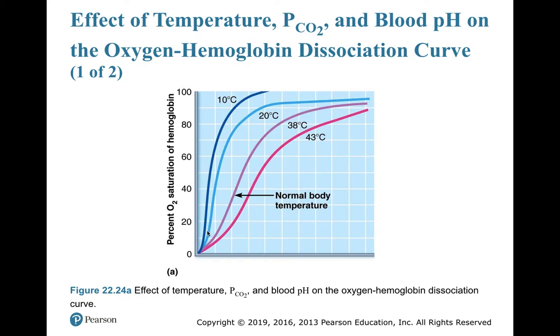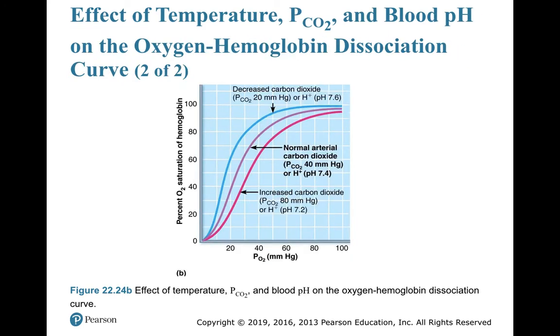And here is what's described as an S-shaped curve. So here is a look at the binding of oxygen at normal body temperature, about 38 degrees Celsius. If you go this way, you shift to the right. You go this way, you shift to the left. Here we see the same thing with carbon dioxide.